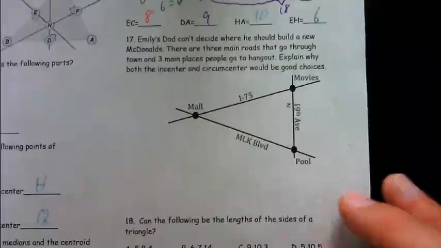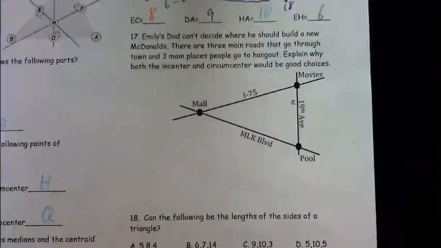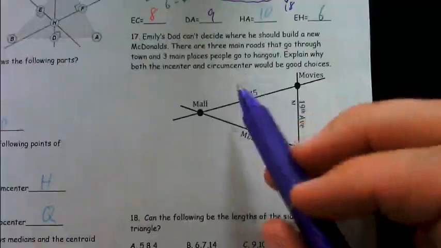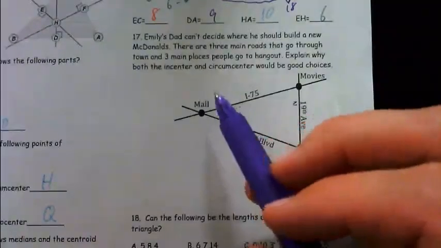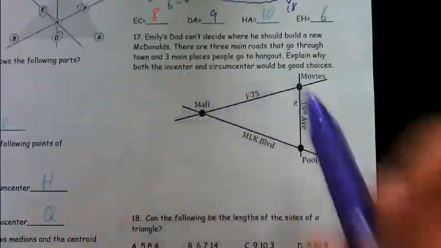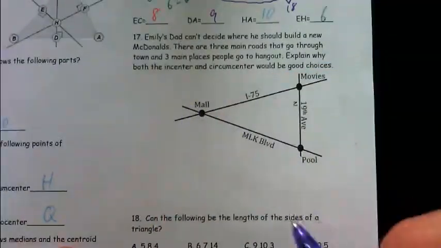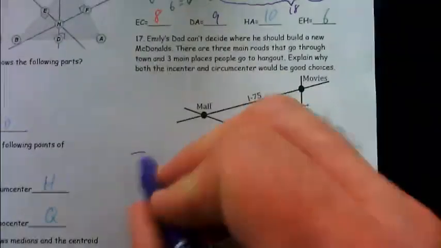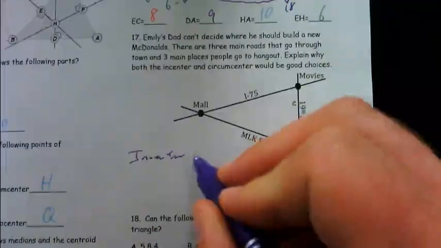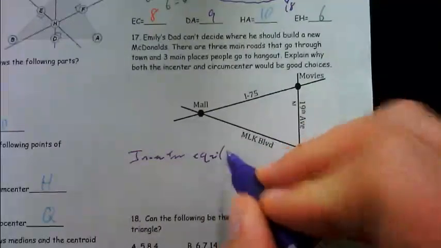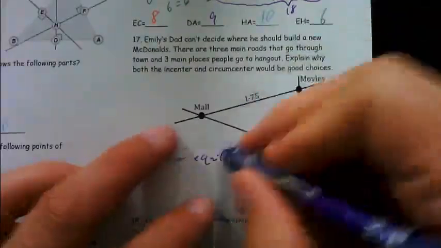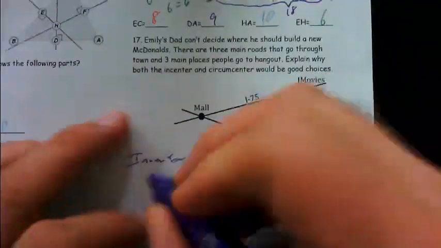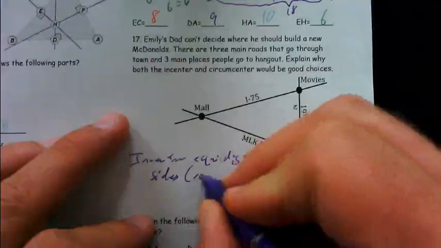On 17, we have Emily's dad can't decide where to build McDonald's. There are 3 main roads. Show why the good choice would be in-center and circumcenter. Well, the in-center is equidistant to the sides or the roads. So in-center, equidistant to sides, which are the roads.